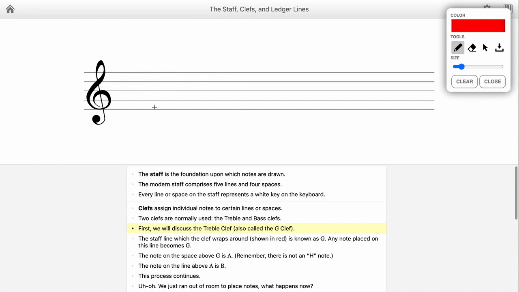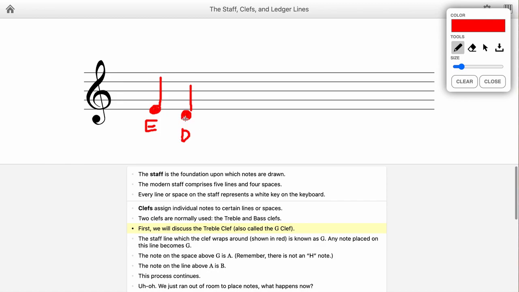Ledger lines work in both directions. If we have a note on a bottom line, that note is an E. If we drop just below the E to the space directly beneath it, we go backwards in the alphabet because we're going down. That note is a D.